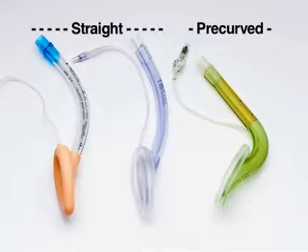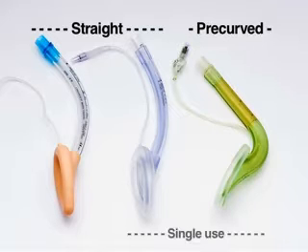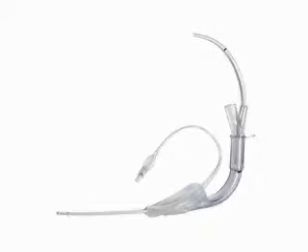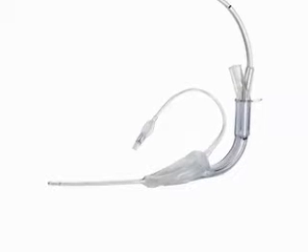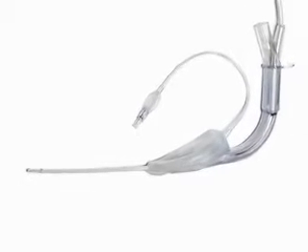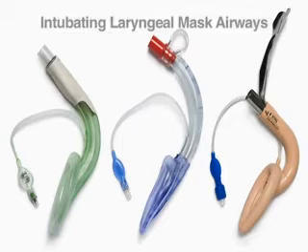Current laryngeal mask airway models include both straight and pre-curved tube designs and models intended for either single or multiple uses. Some devices include a separate channel for suctioning the stomach, while others are specifically designed to facilitate oral tracheal intubation through the device.